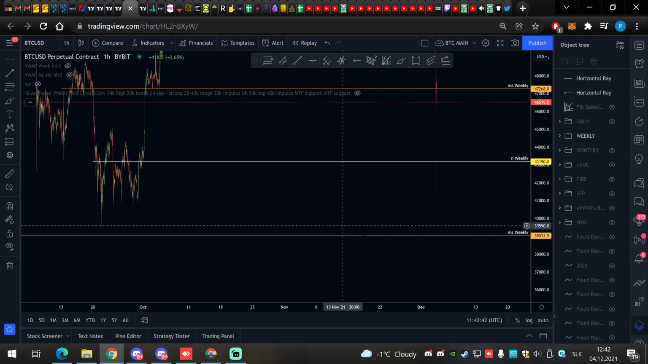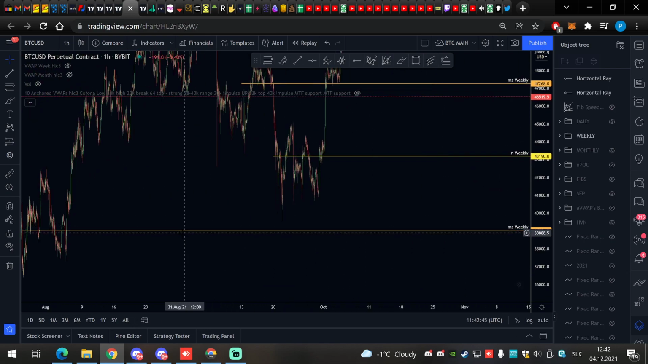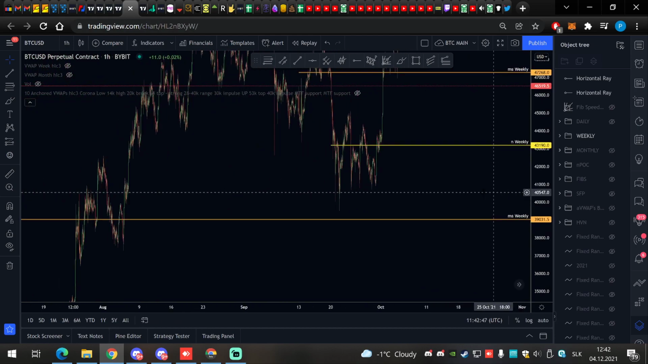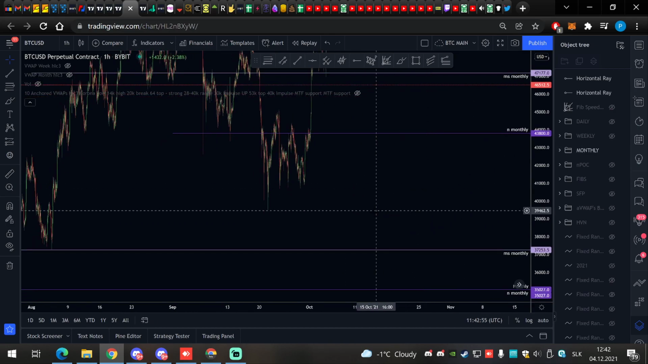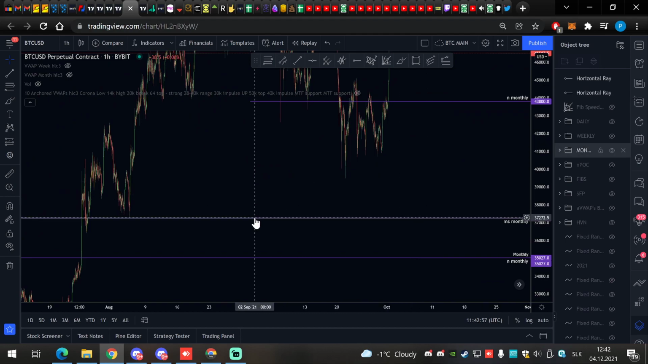Naked weekly was hit. You see, market structure weekly is waiting for us at 39k. I still think we have a lot of naked liquidity here, 39k. That's what you need to know as a scalper. Market structure monthly is waiting for us at 37k and 35k. This is the region.